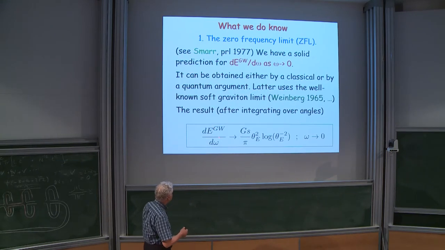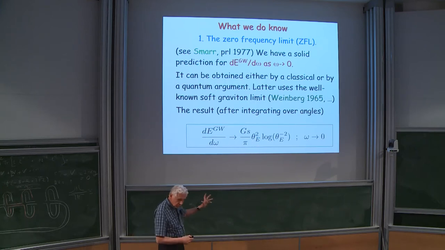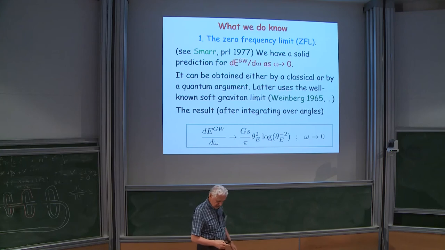This formula, d omega gs over pi, with precise coefficients. You see it goes like the square of the deflection angle, up to a logarithmic enhancement. And this is the omega going to zero limit.